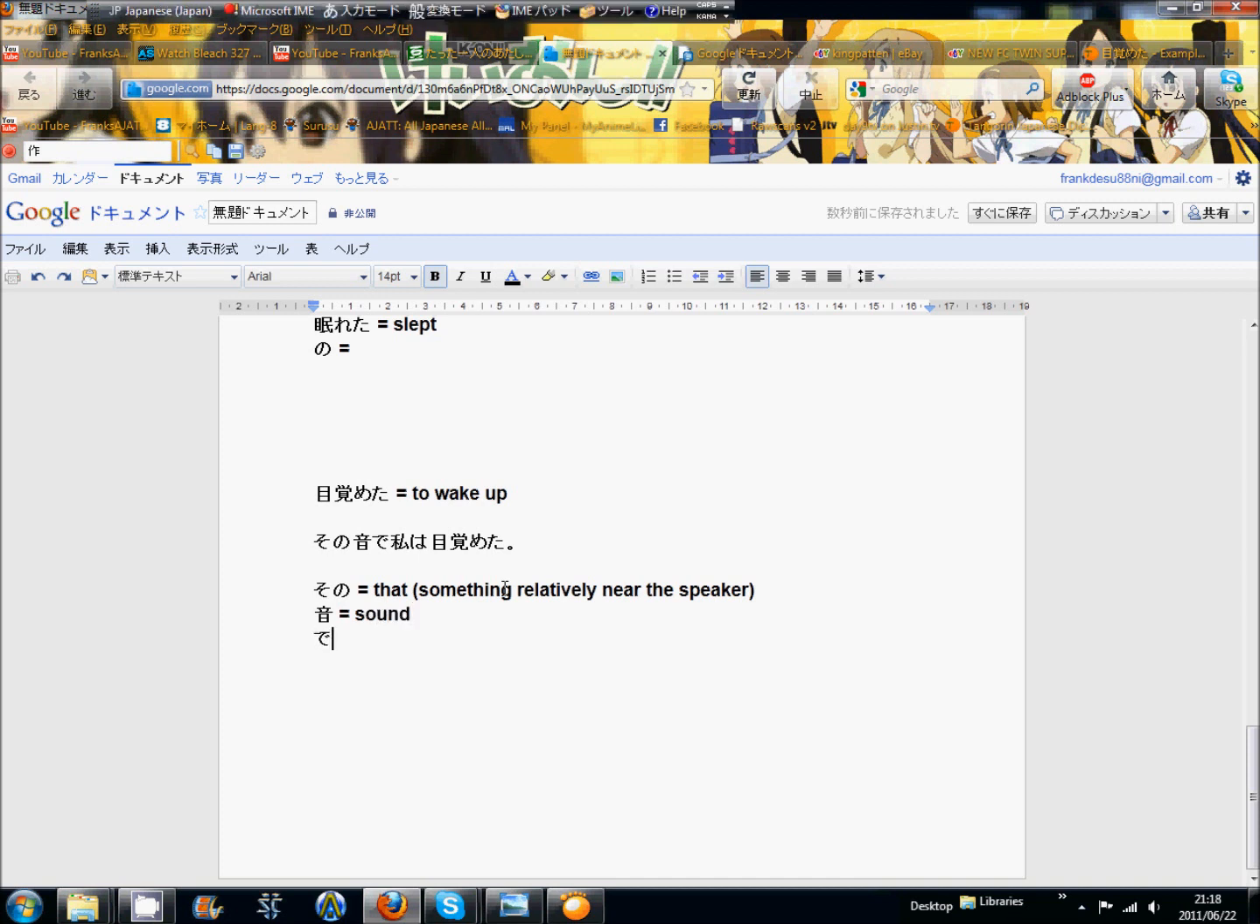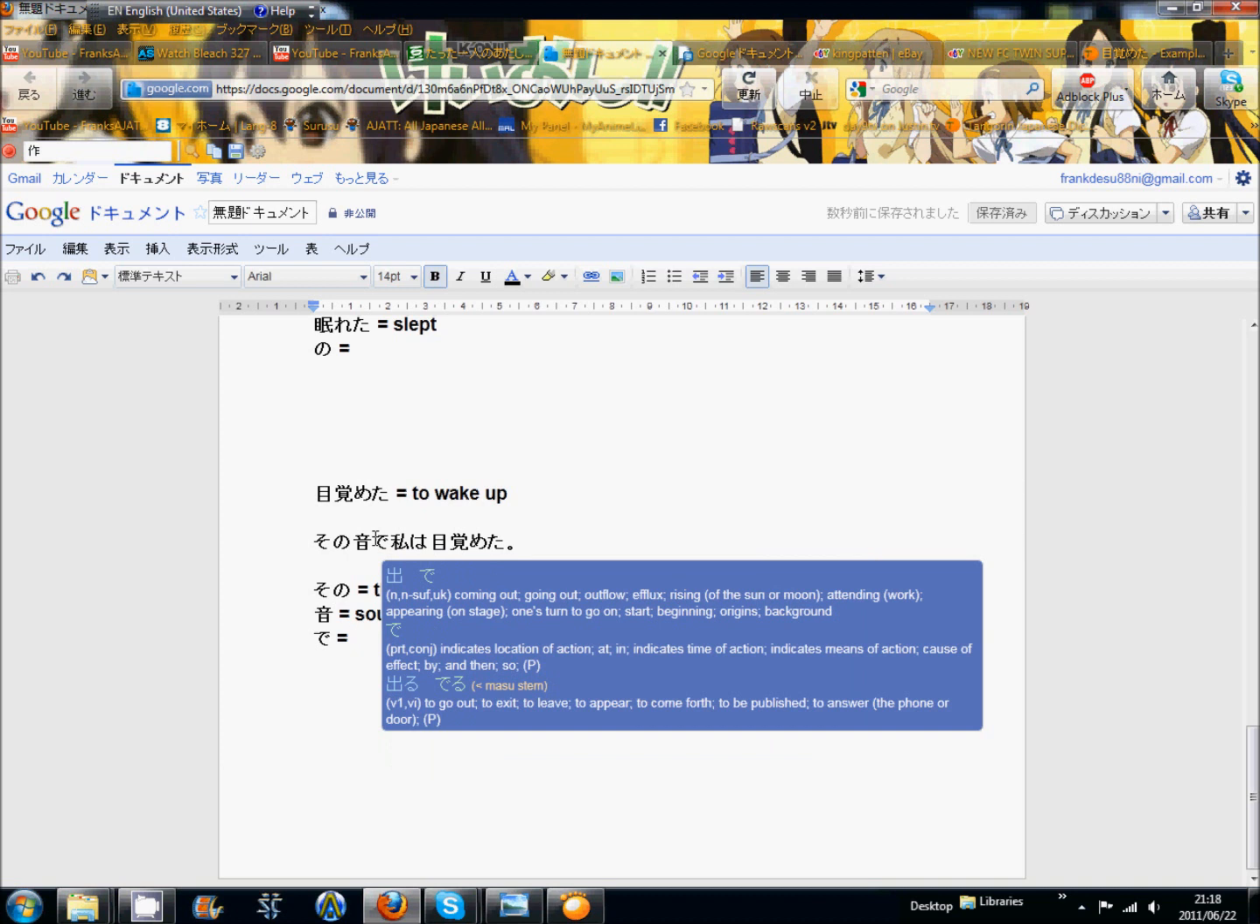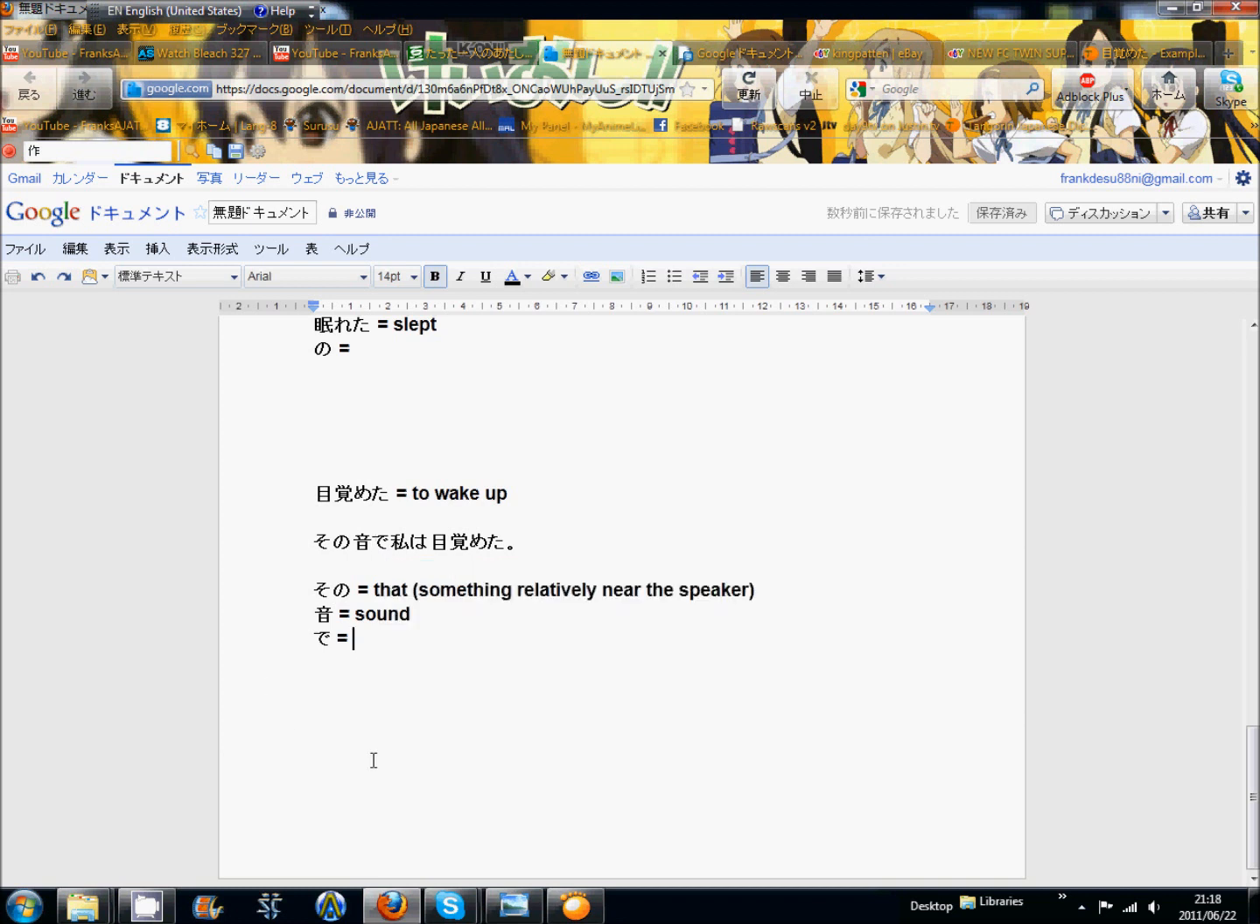Okay. And now this particle de. Now, in this case, de is working as a particle to say due to. Let's just check this out. If we are to look at the second one down, I used this one in the last video also, but this time we're looking at a definition further down the list. So we're looking at by, cause of effect, that kind of thing. But what we really want to narrow it down to is because of.